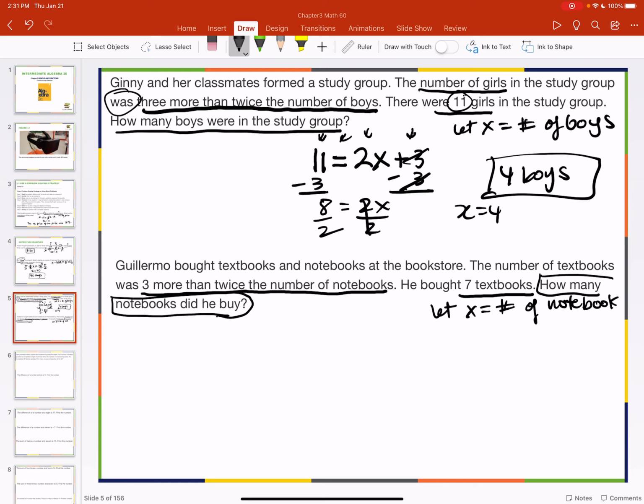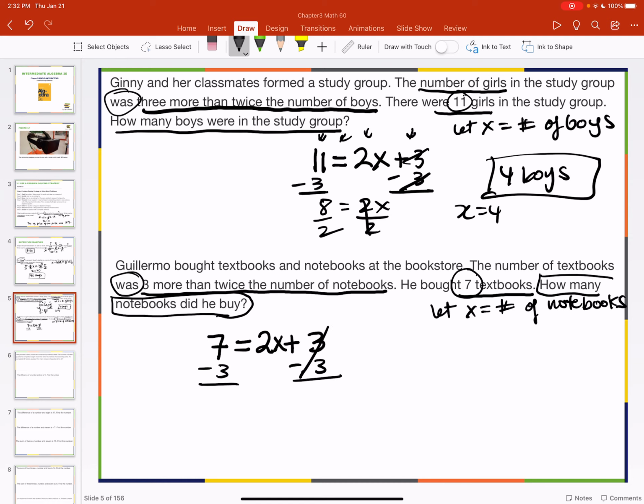Do you guys kind of see how we're doing this? So X is the number of notebooks. We're just restating the question. We're letting the variable be what we're looking for. And then the number of textbooks was, so what's the number of textbooks? 7. So 7 being the number of textbooks was 3 more than twice the number of notebooks, which we define as X, okay? So then the next step would be just to solve for X.